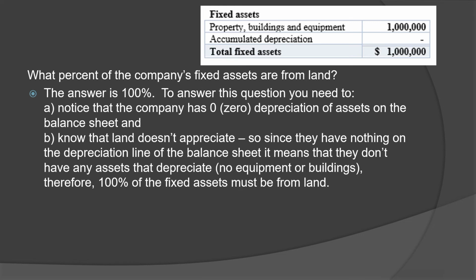Well, you would need to know A, that the company has zero depreciation of assets on the balance sheet. And you would have to know that B, land does not depreciate. Pardon me, I have a typo on there. I say appreciate instead of depreciate. So since they have nothing on the depreciation line of the balance sheet, it means they don't have any assets that depreciate. They don't have any equipment or buildings. And therefore, it must mean that 100% of the fixed assets have to come from land.